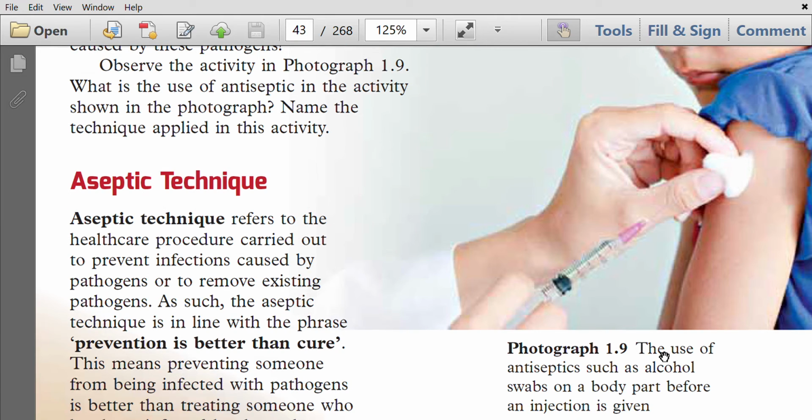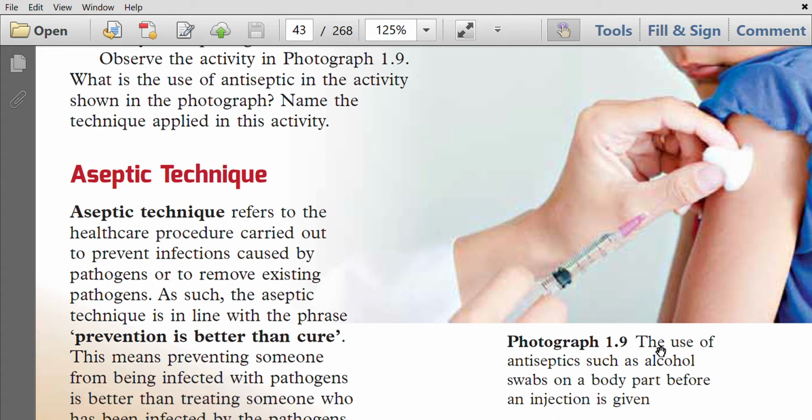Here, we read this first. The use of antiseptics such as alcohol swabs on a body part before an injection is given prevents infection. It prevents any bacteria or any germs on the skin from entering the body of this girl.